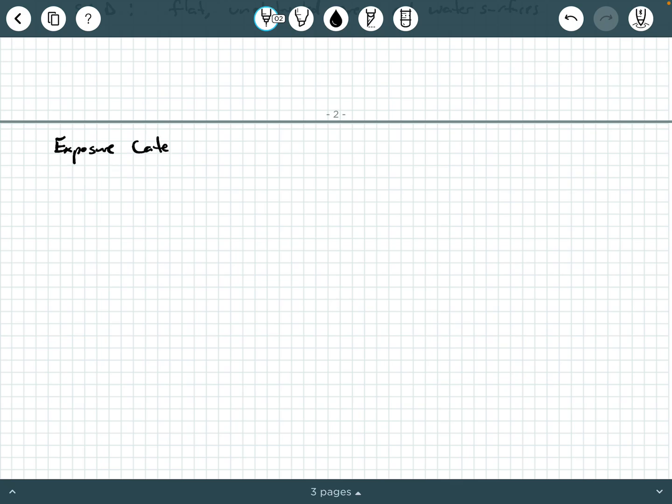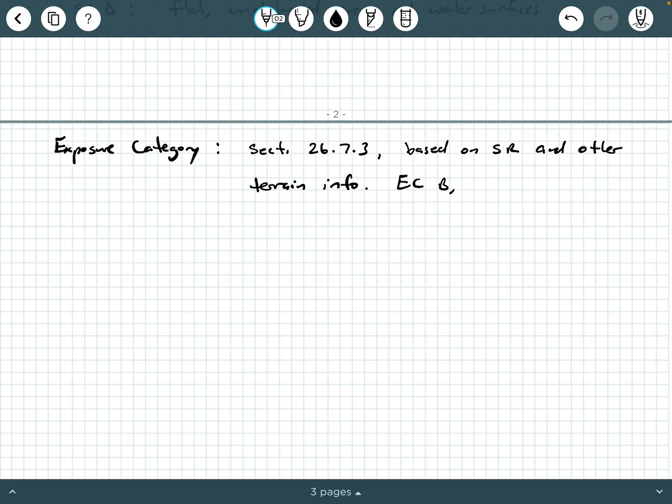Exposure category, okay? Now, this is referencing ASCE 7-22, and we're in section 26.7.3, so it's pretty much on the same page or next page from the surface roughness category, okay? And again, this is based on the surface roughness and other terrain information, okay? Now, we have exposure categories B, C, and D, okay?